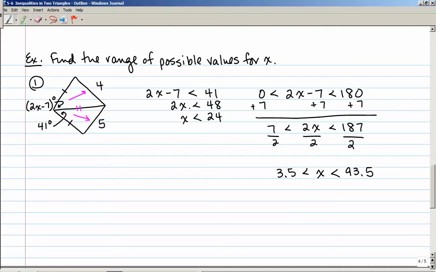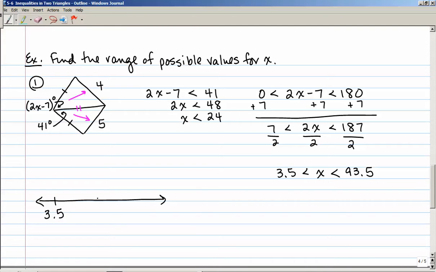So I have one inequality that basically says this angle has to be smaller than the other angle, and solving that for x, I got x is less than 24. But then realizing that 2x minus 7 is the measure of an angle, and the measure of an angle has to be between 0 and 180, I have this inequality here. So, like I did in the last section, I need to graph these on a number line and see where they overlap.